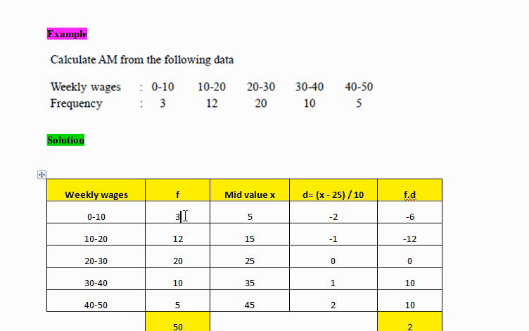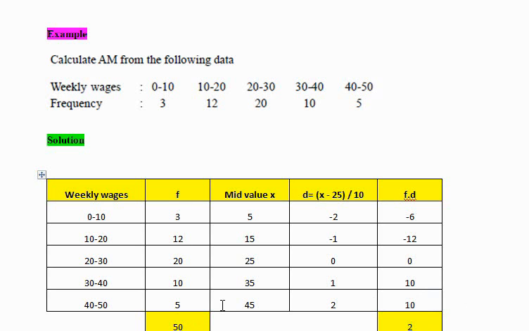Then we have to find the fd values, in the last column. That means 3 times minus 2, that is minus 6. 12 times minus 1, that is minus 12. 20 times 0 is 0. 10 times 1 is 10. 5 times 2 is 10. Then we have to find the total of fd, that is 2, and the total of f, that is n, equal to 50.